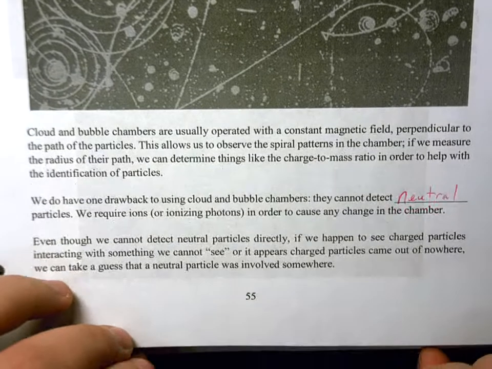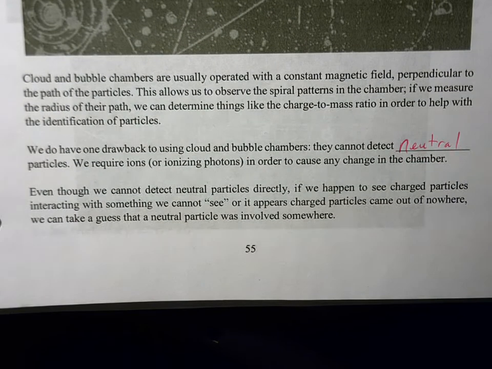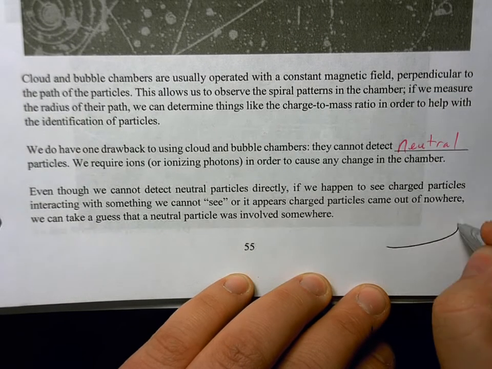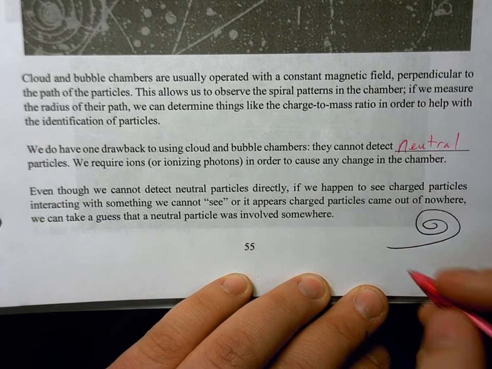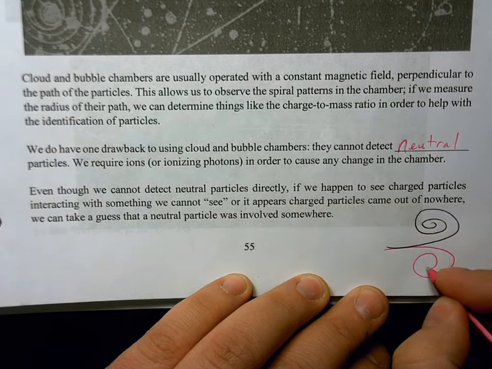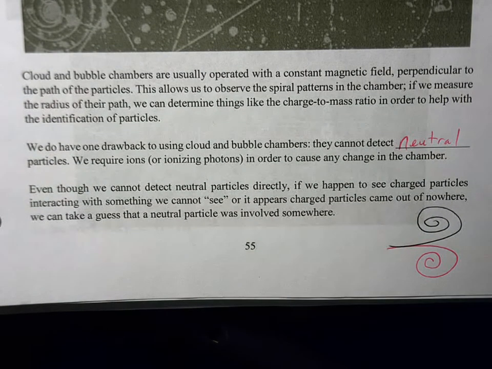What you may see in the chamber, or on a photograph, is you might see nothing, and then all of a sudden we see one particle spiral, and then we see another particle spiral. Now we notice that these particles, according to my sketch, should have the same radius of curvature. They should be identically charged, they should be identical particles in every respect except for charge. But if we look beforehand, there is nothing there. And it looks like we got something from nothing.